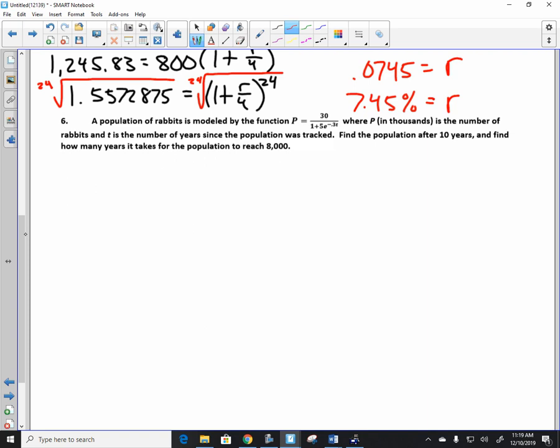Rabbit population is modeled by that thing. Sometimes populations of things kind of go like this. Why would populations start to level off?